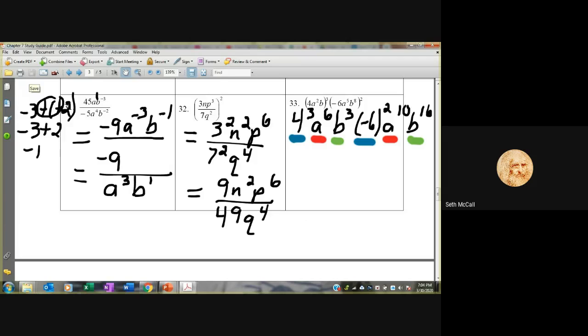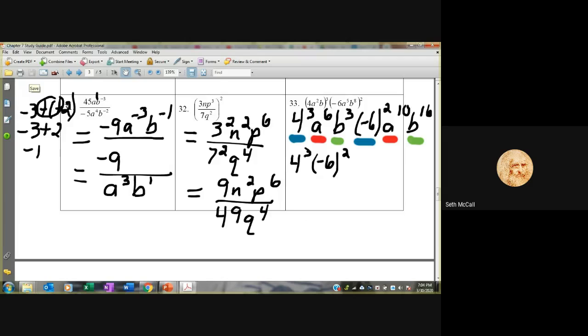So we have 4 to the third. You don't need to multiply those out. You can just leave it as 4 to the third. And then we have negative 6. And by the way, yes, you need to have parentheses around the negative 6. If not, it would look like 4 to the third minus 6 squared. So you do need those parentheses around the negative 6.